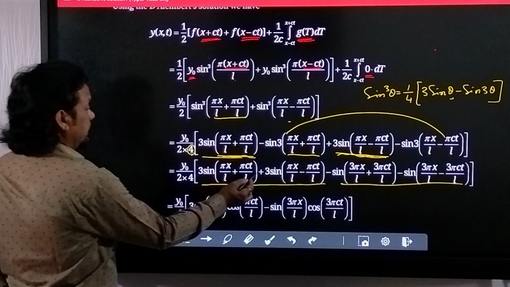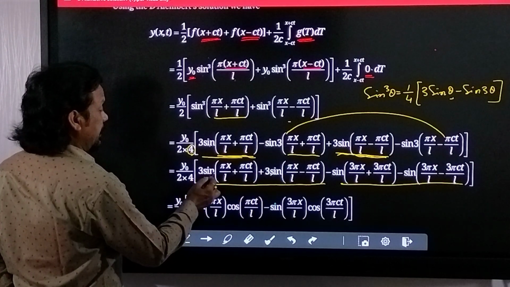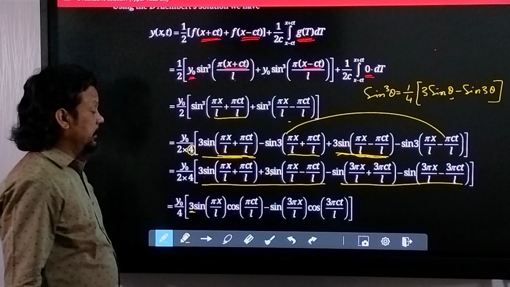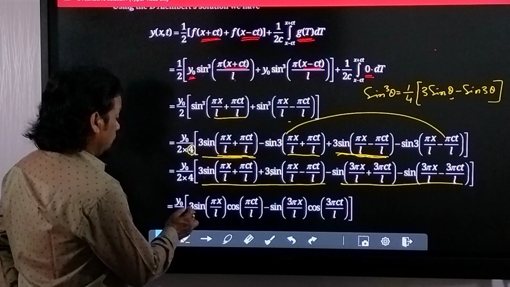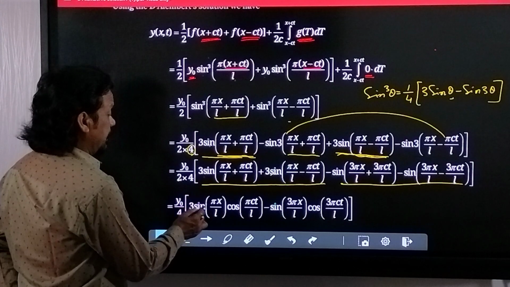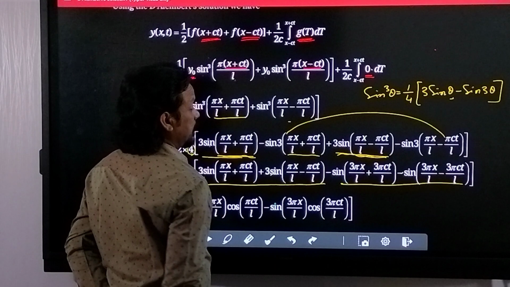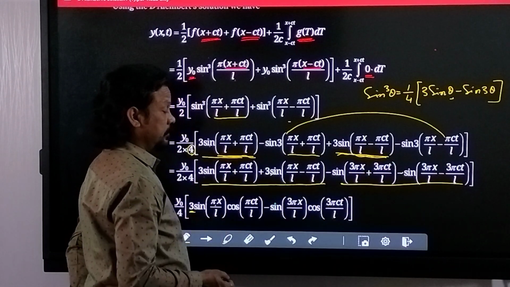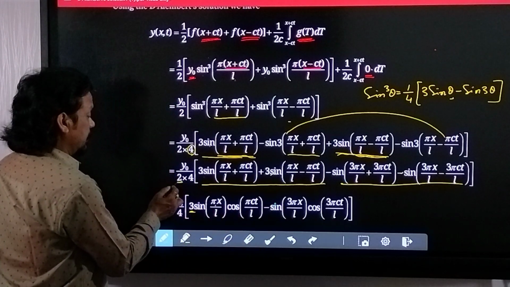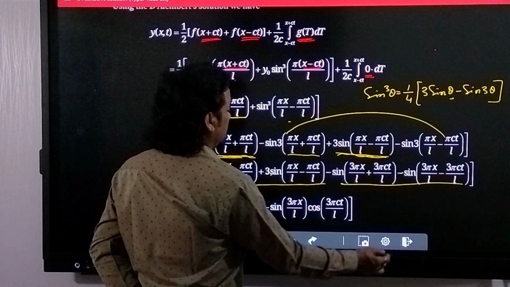Okay, so now taking 3 common from these first two terms, I have taken 3 common. Then sine a plus b plus sine a minus b is 2 sine a into cos b. 2 I have taken common, so that the 2 cancels out. Sine a into cos b. Minus, I have taken minus common, sine a plus b plus sine a minus b, which is 2 sine a into cos b. 2 I have taken common, so that it cancels out with the other 2, so 4 sine a into cos b remains. So this is your answer.